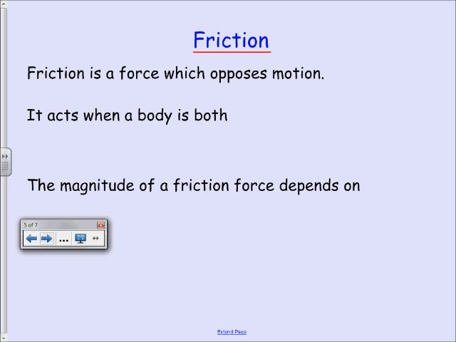Just a brief few statements about friction. Friction, first of all, is the force which opposes motion. It acts when a body is both. Now, you tend to think of friction acting when a body is moving, but it also can act when a body is stationary.